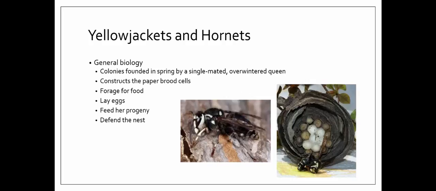Let's start off by covering some yellow jackets and hornets you may find in Texas. In general, these insects' colonies are founded in the spring by a single mated, overwintered queen. The queen will construct papery brood cells first and then go out and forage for food. She will then start laying eggs and feeding her progeny. She is also responsible for defending the nest at this time.